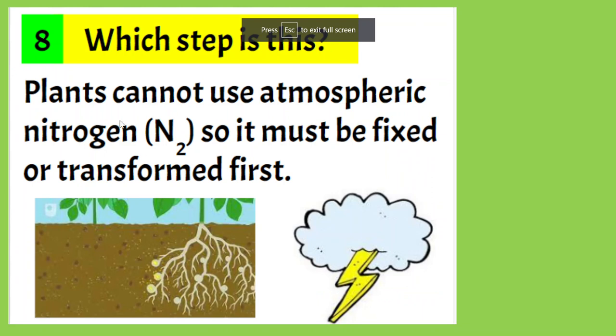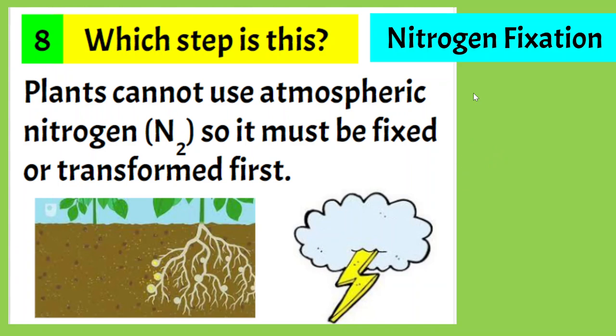So if we're talking about steps, we're talking about one of those 5 things. When we're talking about forms, we are talking about whether it is a gas or whether it is NO2 or NO3 or something. Okay, so this is a step. What step is this? It says plants cannot use the atmospheric nitrogen, so it must be fixed or transformed first. It needs to be fixed. That's your clue that it's nitrogen fixation, which can happen by bacteria or by lightning.